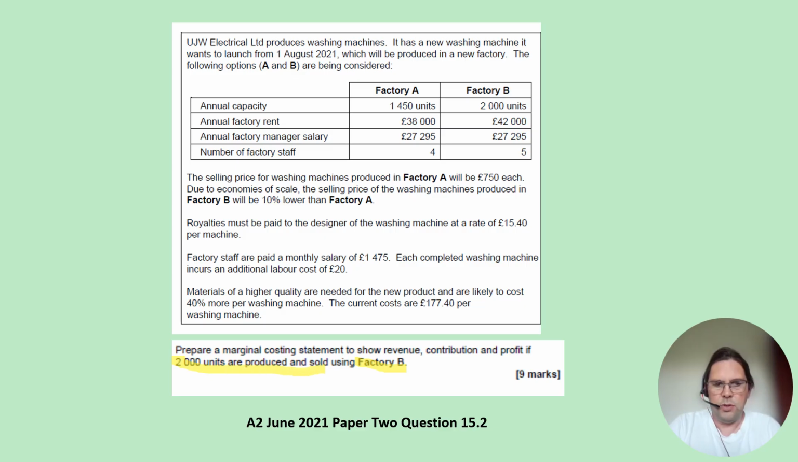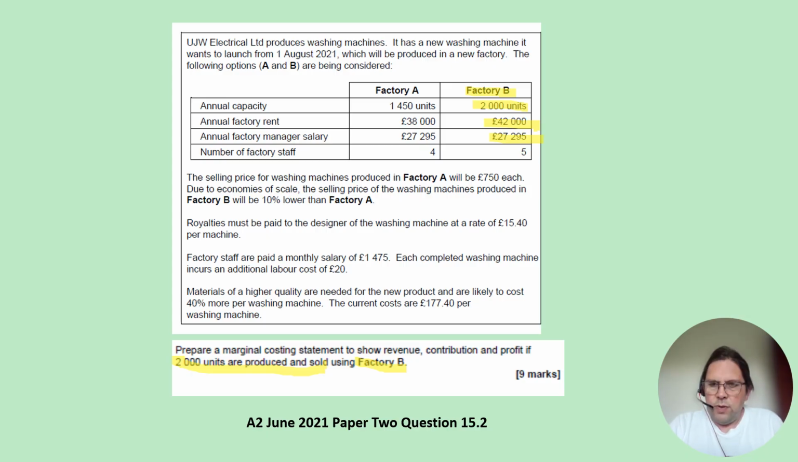So automatically, if they're producing and selling the same amount, we don't need to worry about inventory. But just to clarify, if you did have any inventory on a marginal costing basis, you'd have to work out the variable cost per unit and multiply the closing or opening inventory by that figure. So we're looking at factory B. This particular question would have had something on factory A in 15.1 or 15.3, but we're not worried about that. So if we just highlight these areas, 2,000 is the capacity, 2,000 is what we're producing and selling.